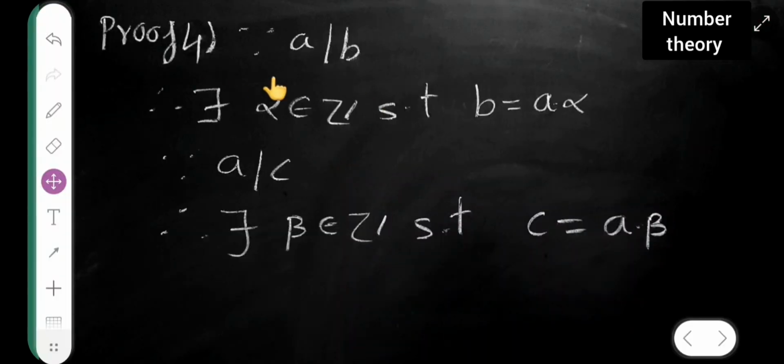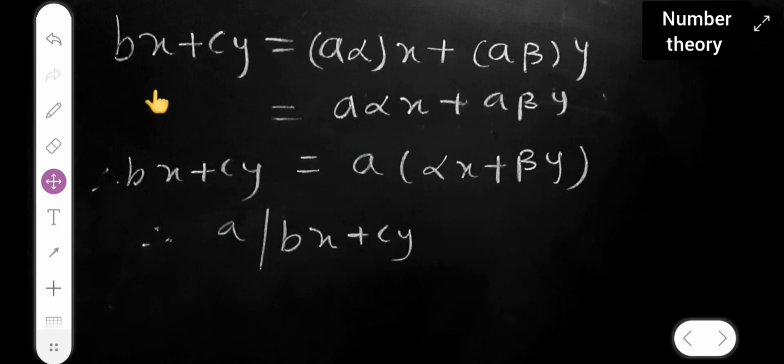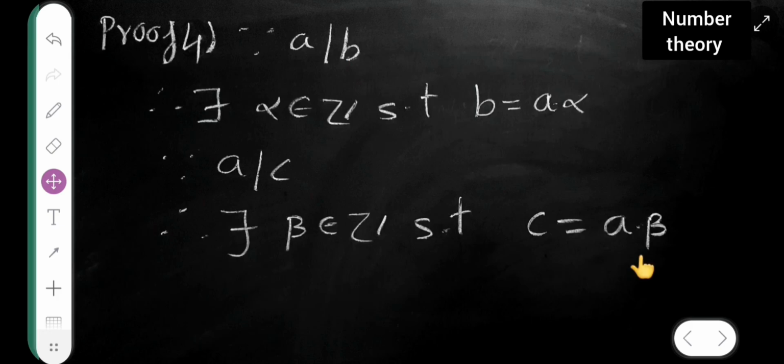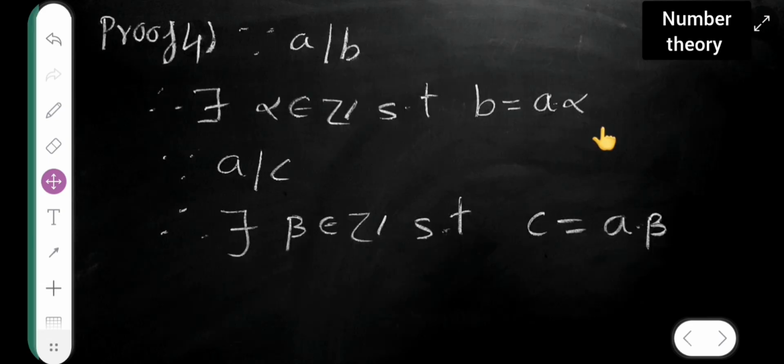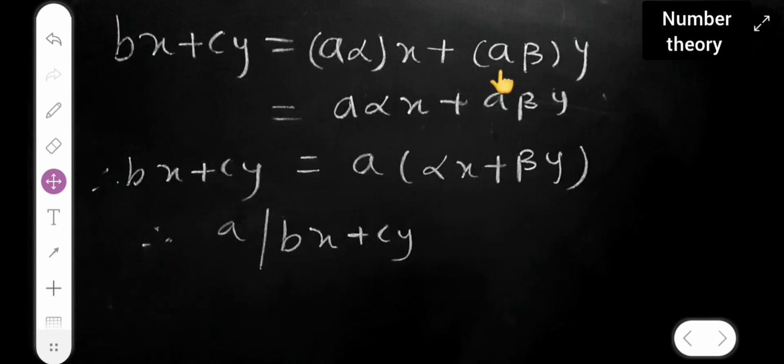So proof 4 is what? Since a divides b, therefore there exists alpha belonging to integer such that b is equal to a alpha. Since a divides c, therefore there exists beta belonging to integer such that c is equal to a into beta. Then bx plus cy, now plug the value of b over here, that is a alpha, and into x is there, plus what is c? c is a beta, plug the value, and then y, write it as it is.